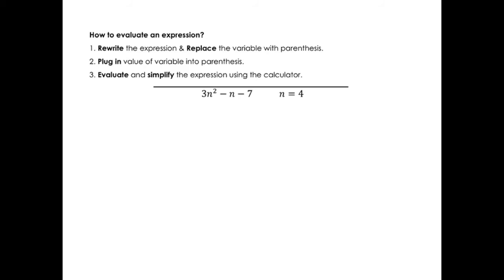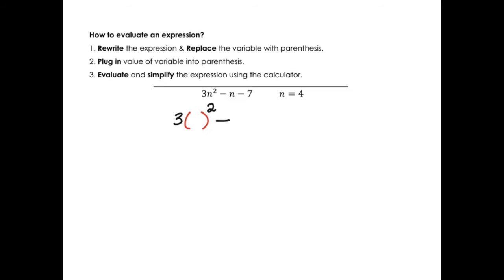So this is why I mentioned make sure you're following the 3 steps, and I apologize for the noise in the background, in order to evaluate these expressions. So the first thing I'm going to do, again, I'm going to rewrite my expression and I'm going to replace the variable with parentheses. So I have 3 parentheses, or 3n squared, so 3 parentheses squared. And always make sure your exponent is outside of your parentheses. If you put it inside, there might be times where it gives you the wrong value. Your exponent must always go outside.